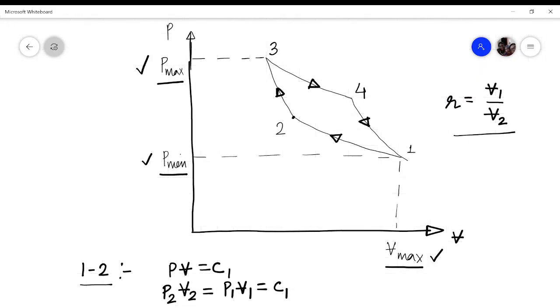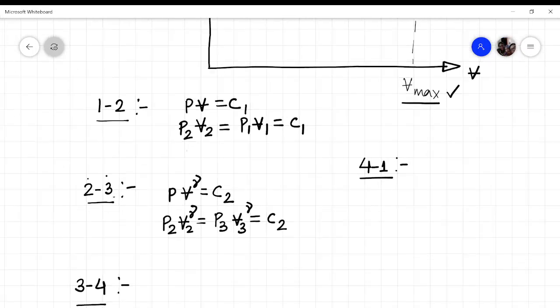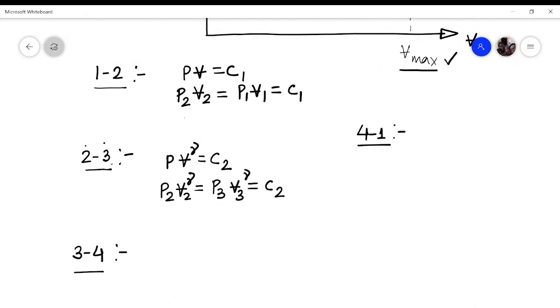Now if you look at process 3 to 4, this is again an isothermal process. Let us say that the constant on this is C3. So I can write the general equation of this curve as PV is equal to C3. As this is passing through 3 and 4, P3 V3 is equal to P4 V4, and that is equal to C3.